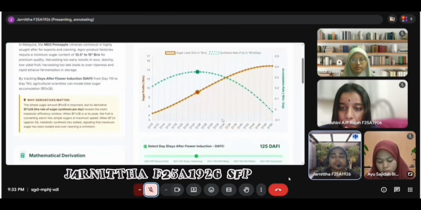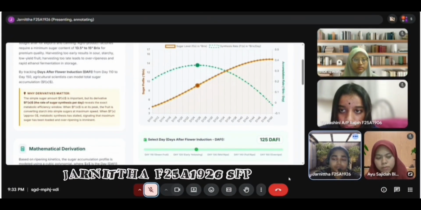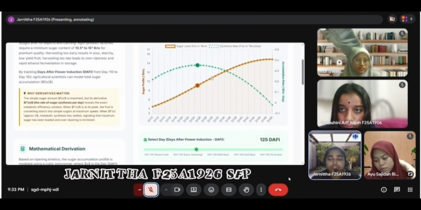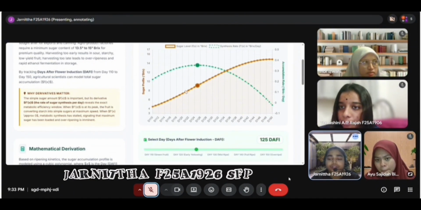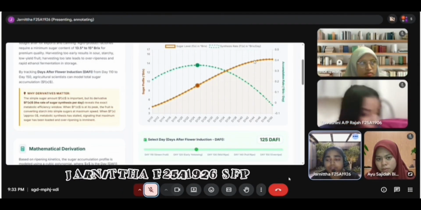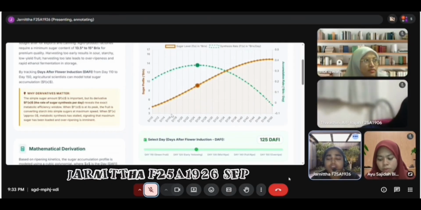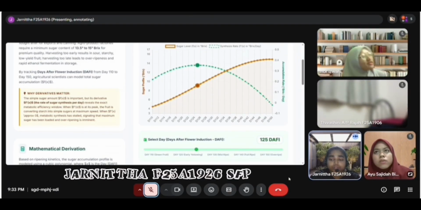First, I will explain the graph visualization section. This graph contains two different curves. The orange graph represents the sugar accumulation level, which is the function f(x). This graph shows how sweet the pineapple becomes over time.